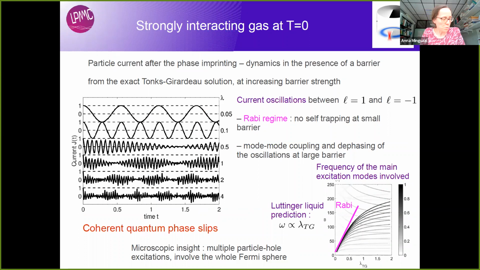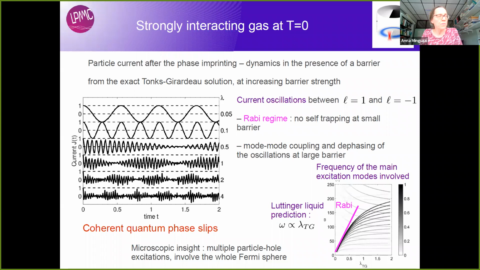Again, backed up with the exact solution, we calculated the dynamics of this integrated current as a function of time, and we have found these coherent oscillations of the current. So we are here in the Rabi regime, and this type of oscillation that we see is the realization, with ultracold gases, of the coherent quantum phase slip. For example, one of the things that can be checked is that the frequency is proportional to the barrier strength, as is expected by the Luttinger liquid prediction.